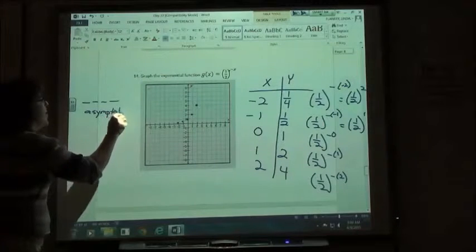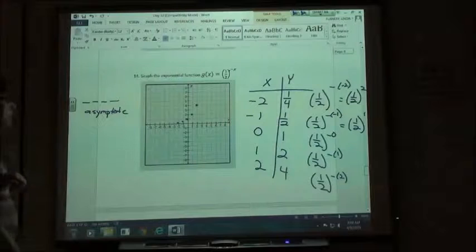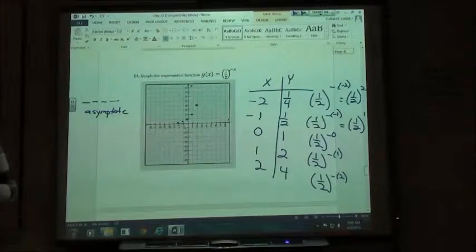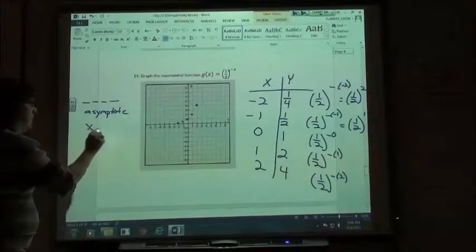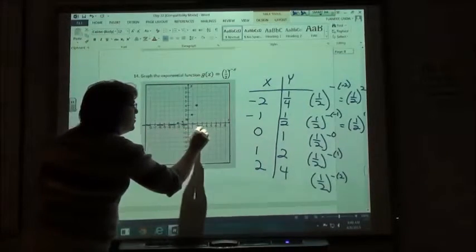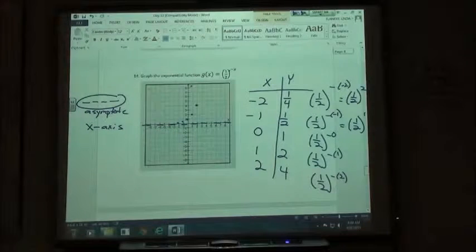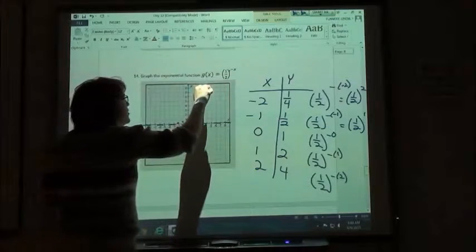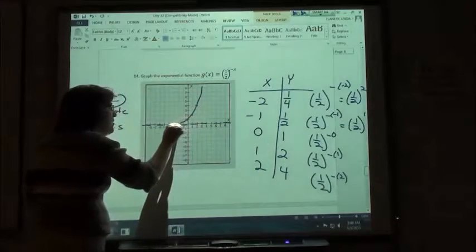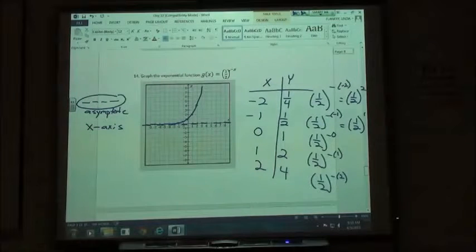Then we have to put our asymptote. Where's our asymptote going to be? On the x-axis. So right there, you're going to just click on this symbol here and click right on the x-axis. It'll put that dotted line for you. Now when you hit graph, this graph is starting here, curving down and shooting off in this direction and leveling out. It'll look something like that.